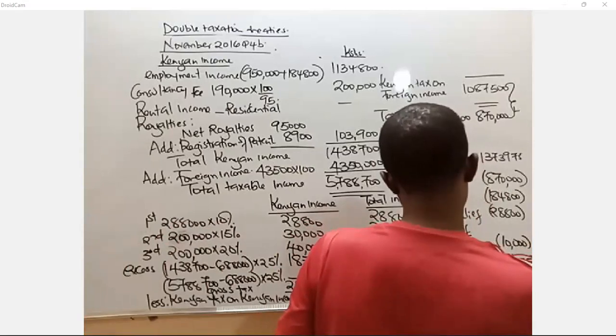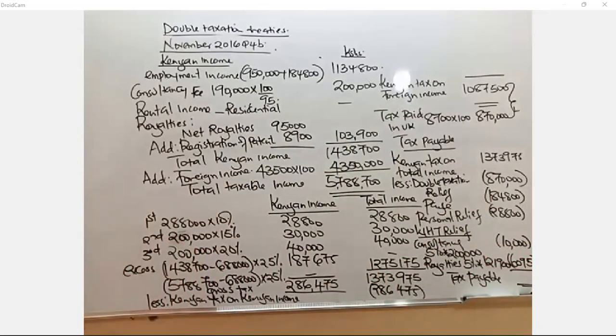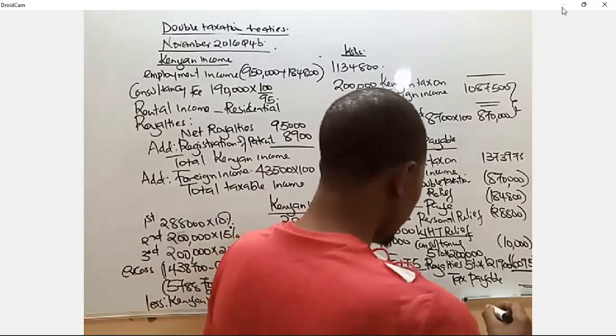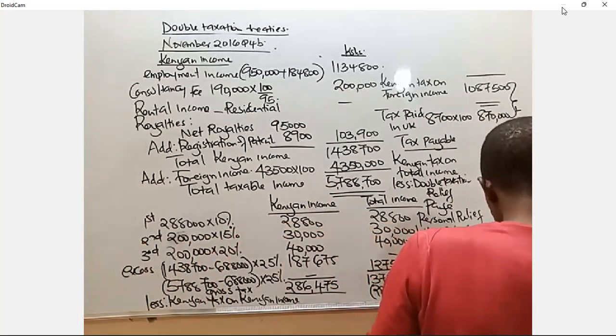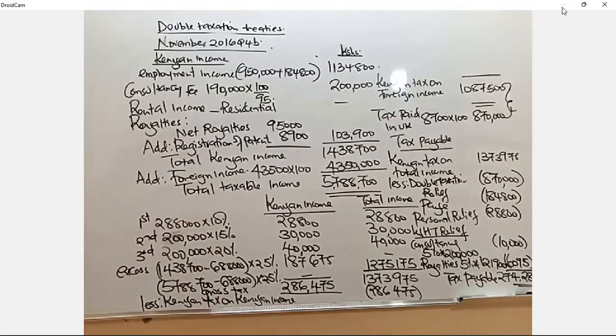So get your tax payable. How much is your tax payable? So in that case, I need to take 1,373,975 minus 870,000, minus 184,800, minus 28,800, minus 10,000, minus 6,095, getting around 274,280. You can see he was able to pay just 274,280.